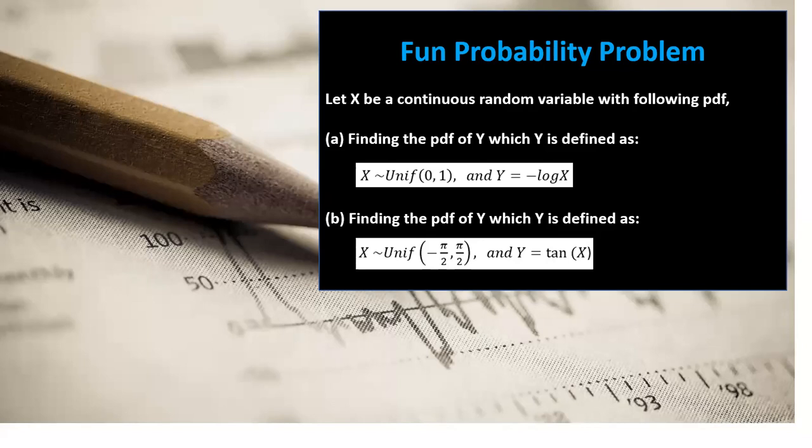So for example, in part A, X is uniform from 0 to 1. And part B is here, X is uniform from negative pi over 2 to pi. Then you have another variable Y defined by a different function. And now we are trying to find the PDF of Y. Okay, so now let's go ahead to our whiteboard and let's get started.